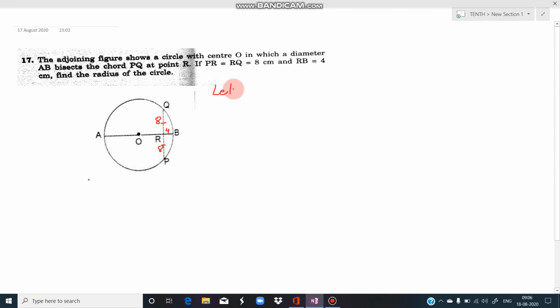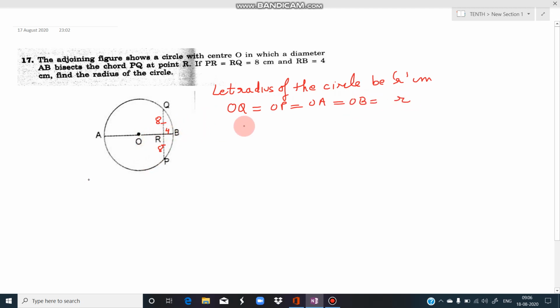So first of all, we write here, let the radius of the circle be r centimeter. We take the radius as r. This OQ is the radius, OP is the radius, OA is the radius, OB is the radius. So the value of all of these will be r, isn't it? So now this is r. So if I join this, OQ is equal to r.